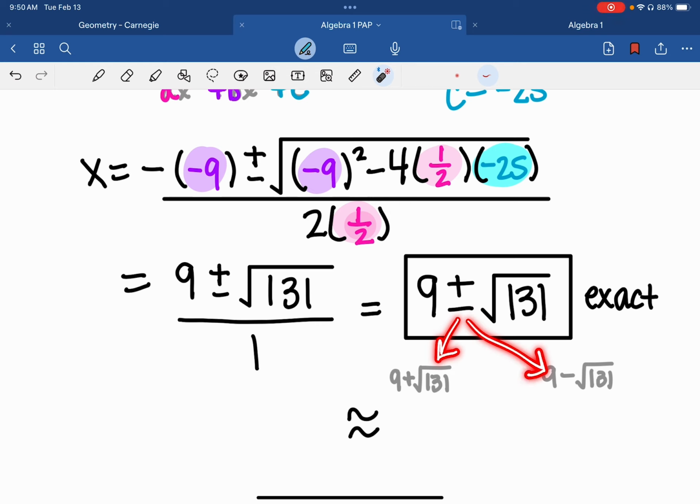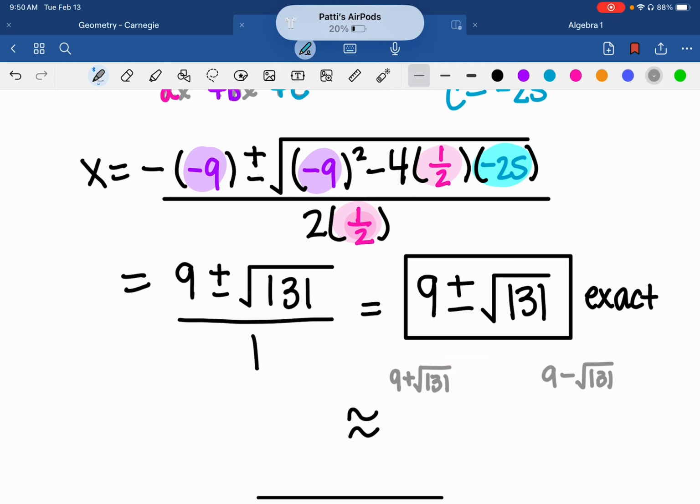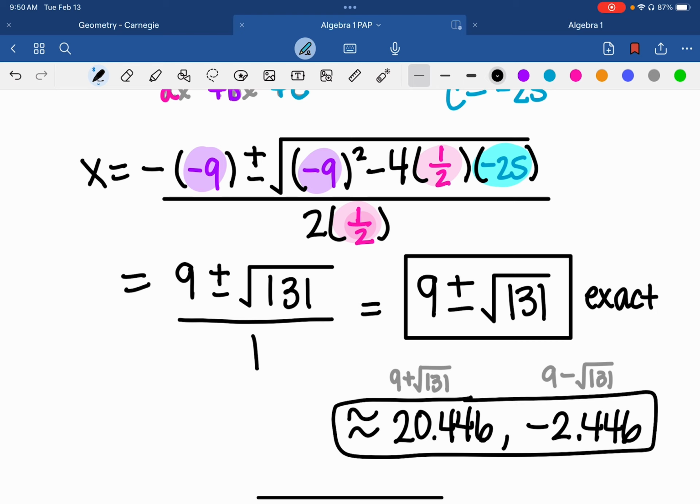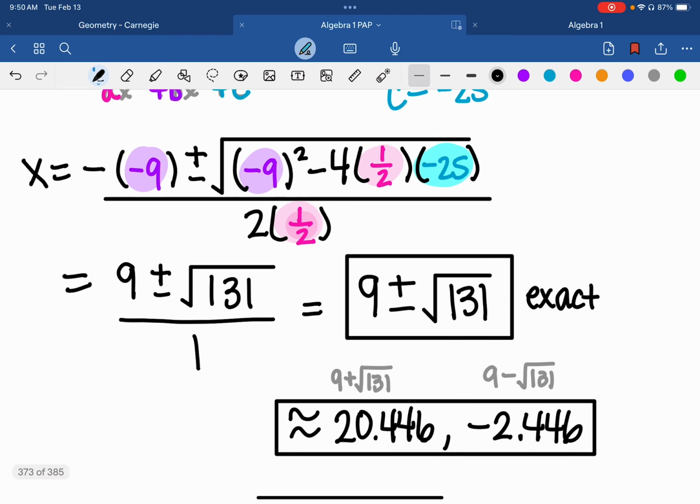You've got to split it into two different answers. So 20.446 and negative 2.446. These would be my approximate answers. And then, of course, remember rounding applies to that depending on what Delta Math is asking you.